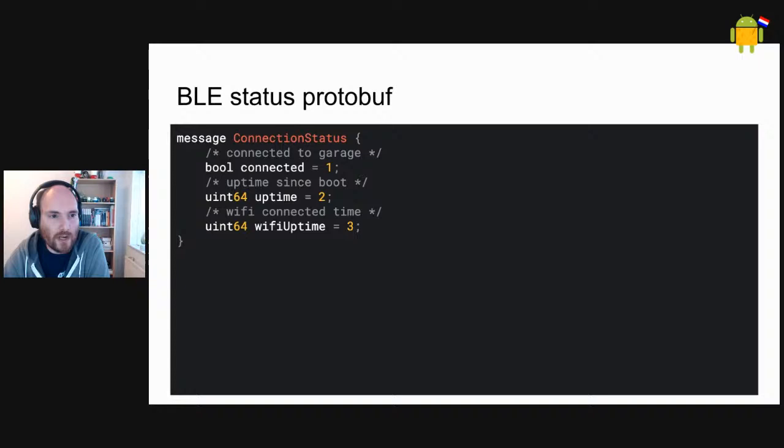Which can be useful for understanding if I, for example, am arriving home or leaving home. So if I'm leaving home, that will probably be a short uptime. If I'm arriving home and it gets connected, then the uptime of that microcontroller should be a little bit longer before I get connected. And I have a similar measure for the time that I've been connected to the Wi-Fi. I'm not using all of it, but yeah, if you're over-engineering anyway, then why not over-engineer the protocol a little bit as well?